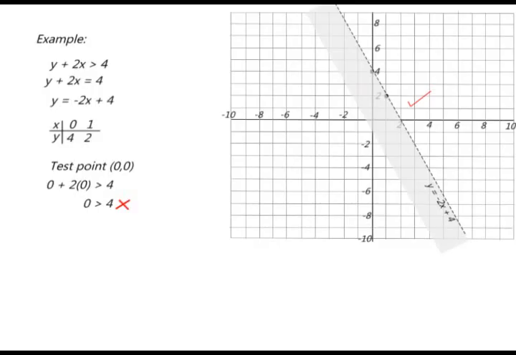Now suppose we had chosen a point on that side on the required region. Let's see if it would satisfy the inequality. Let's take a point 4, 2. Substituting, we shall have 2 plus 2 times 4 is greater than 4, and we get 10 is greater than 4. Of course that is true. 10 is greater than 4. So that region satisfies the inequality, and it is the required region. And you can take any point above that line and it will always satisfy the inequality. Any point below will not. It is the unwanted region.